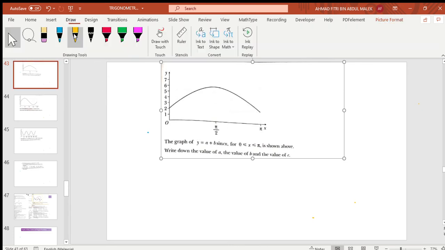Okay, now kita continue lagi with the lessons. Okay, look at here the graph of y equal to a plus b sine cx. Okay, so given to you this is the graph. Okay, and the function given to you this one, so a plus b sine x.